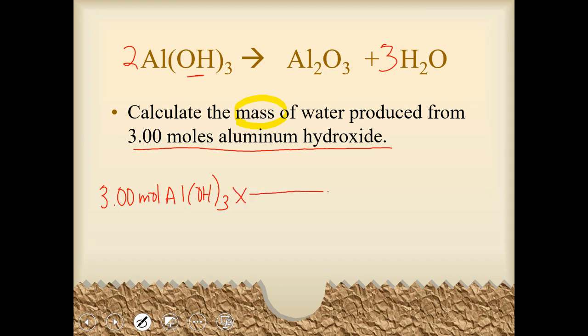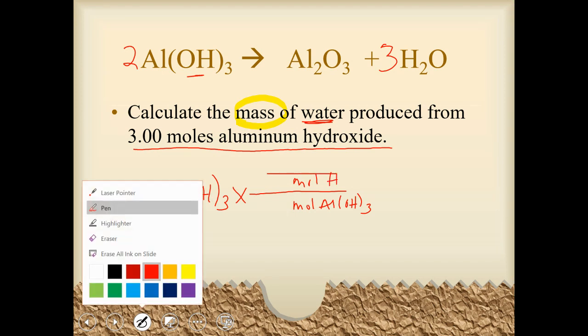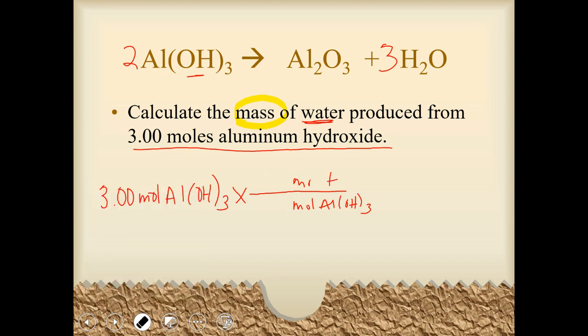First, you have to just do what we did yesterday and convert the moles of aluminum hydroxide into moles of water. Since we're eventually trying to find the mass of water, we first are going to try to just find the moles of water. And we look back here, just like yesterday: for every 2 moles of aluminum hydroxide, there's 3 moles of water. So 2 to 3.